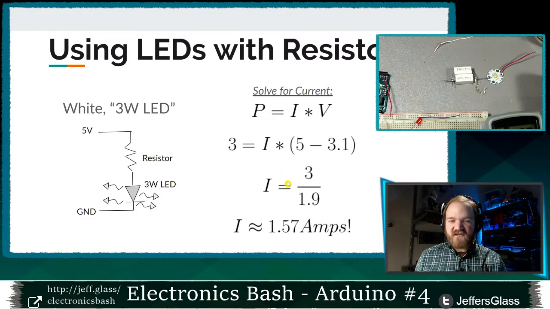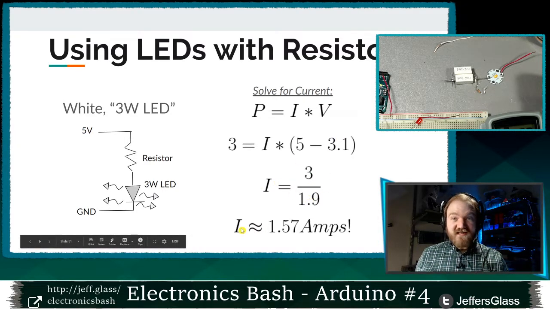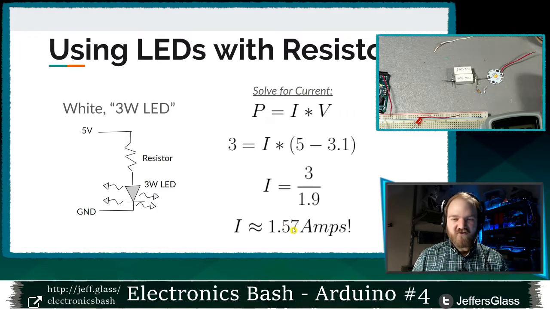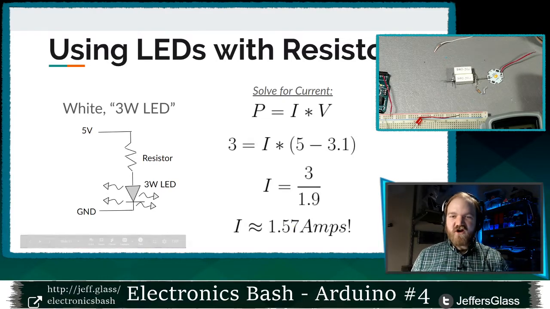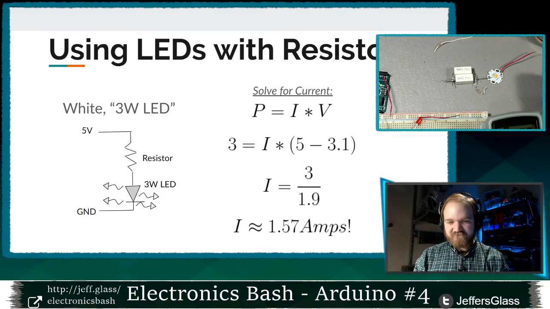So if I move these things around here, I get that my current is equal to 3 over this 1.9 figure, or that the current that I'm going to end up shoving through this thing is 1.5 amps, or about 70 times as big as we've been pushing out of our Arduino, 50 times as big as we can safely push out of our Arduino. So we're certainly not going to be powering this thing directly off of an Arduino pin. But to get this thing to light up with its full 3 watts of power output, I'm going to push about an amp and a half through it.